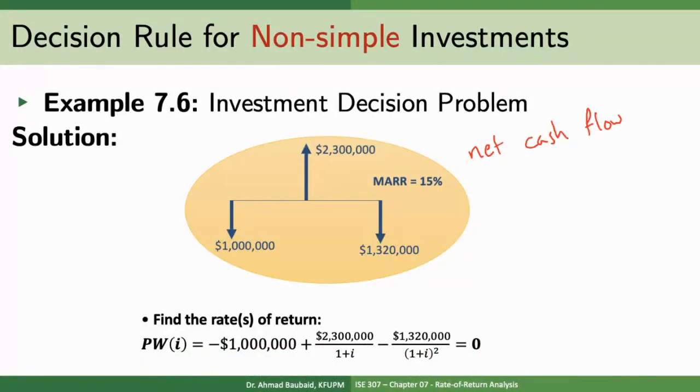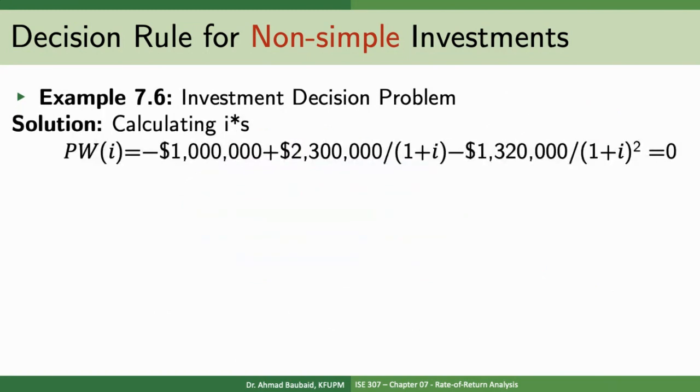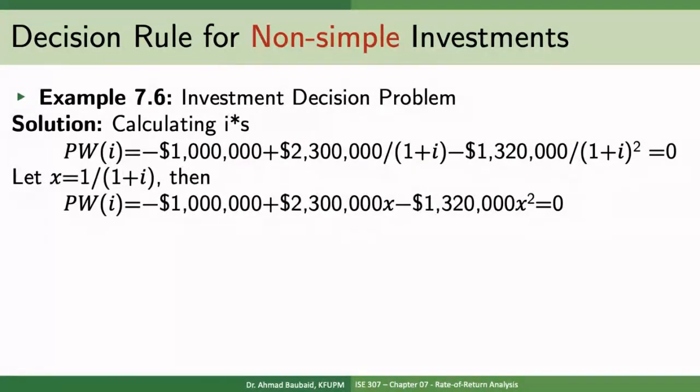In order to find the rate of return, I need to solve the equation that says the present worth of I, or I star, is equal to 0. I need to solve for this value of I. So I write down the expression for the present value, moving everything to one side, and set it equal to 0. Now, from what we've seen before, you can do the substitution that we did before to convert this into a nice polynomial that you can handle using the quadratic equation. So I make the substitution x is equal to 1 over 1 plus I. And if I do that here, this is the substitution.